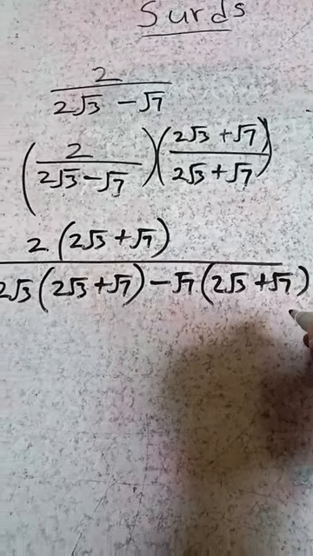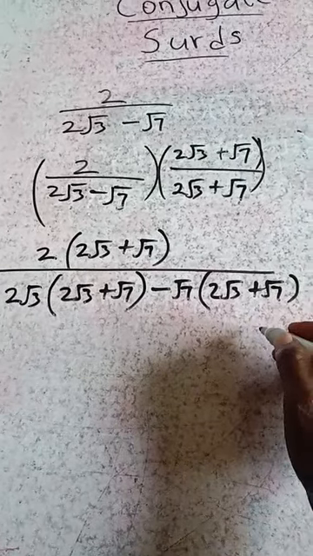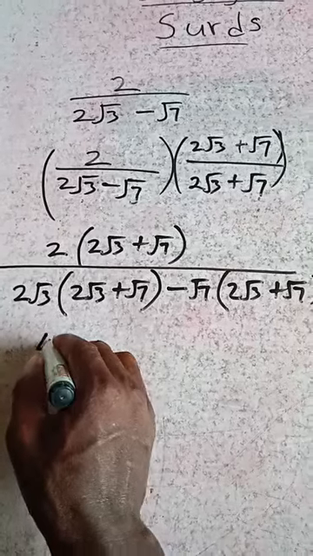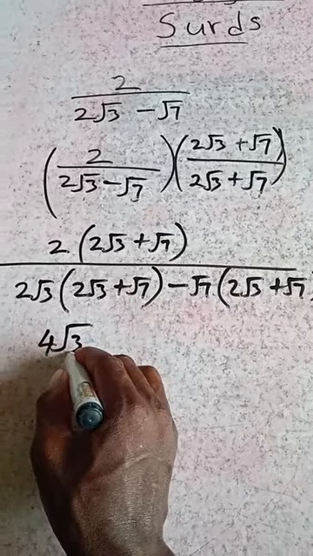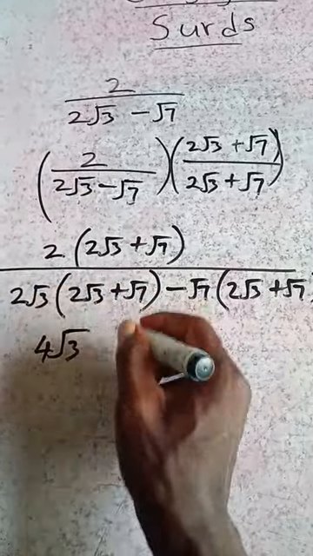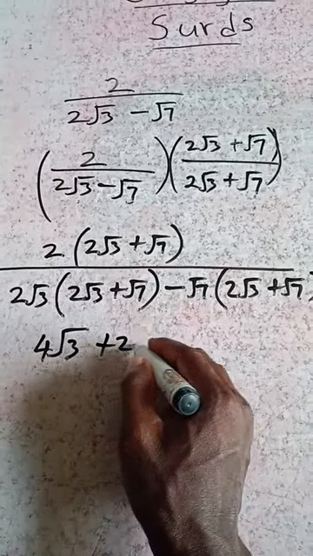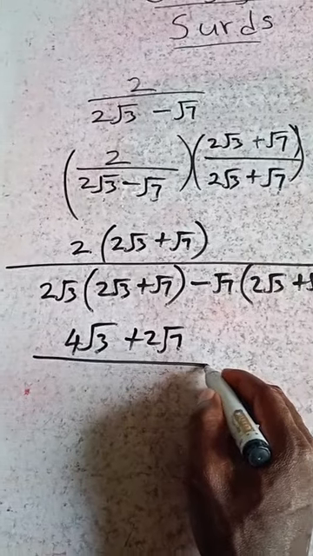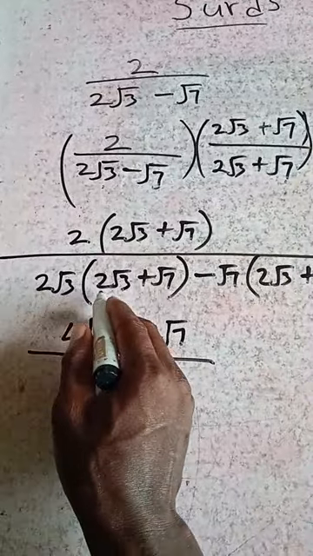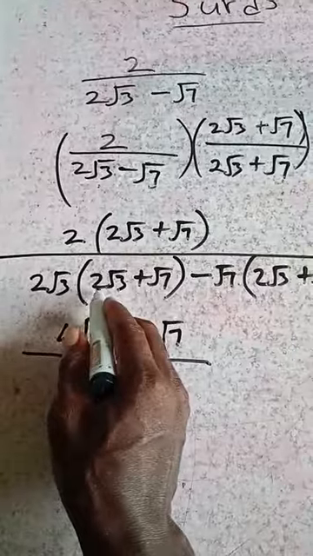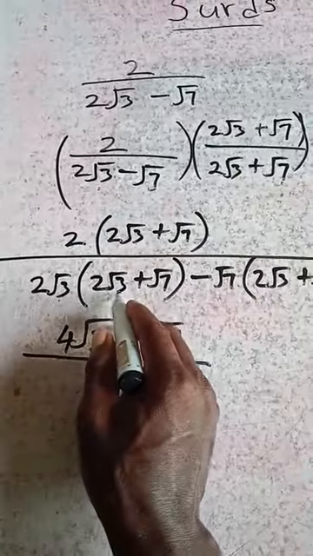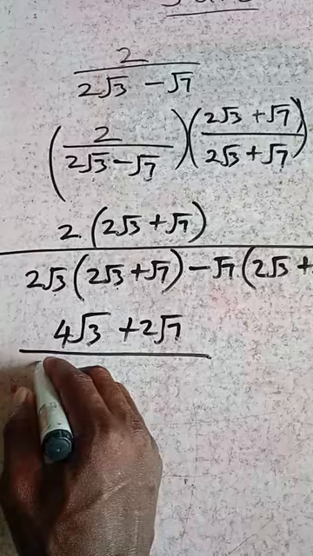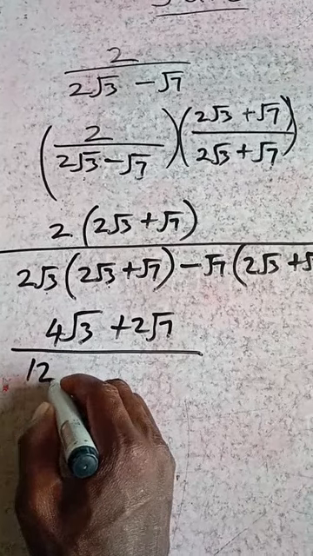Okay, all right, so 2 times 2 root 3 is 4 root 3. Again, 2 times root 7 is plus 2 root 7, divided by 2 root 3 times 2 root 3. 2 will multiply 2 to be 4, and root 3 times root 3 is 3. So 4 times 3 will be 12. You know this already.